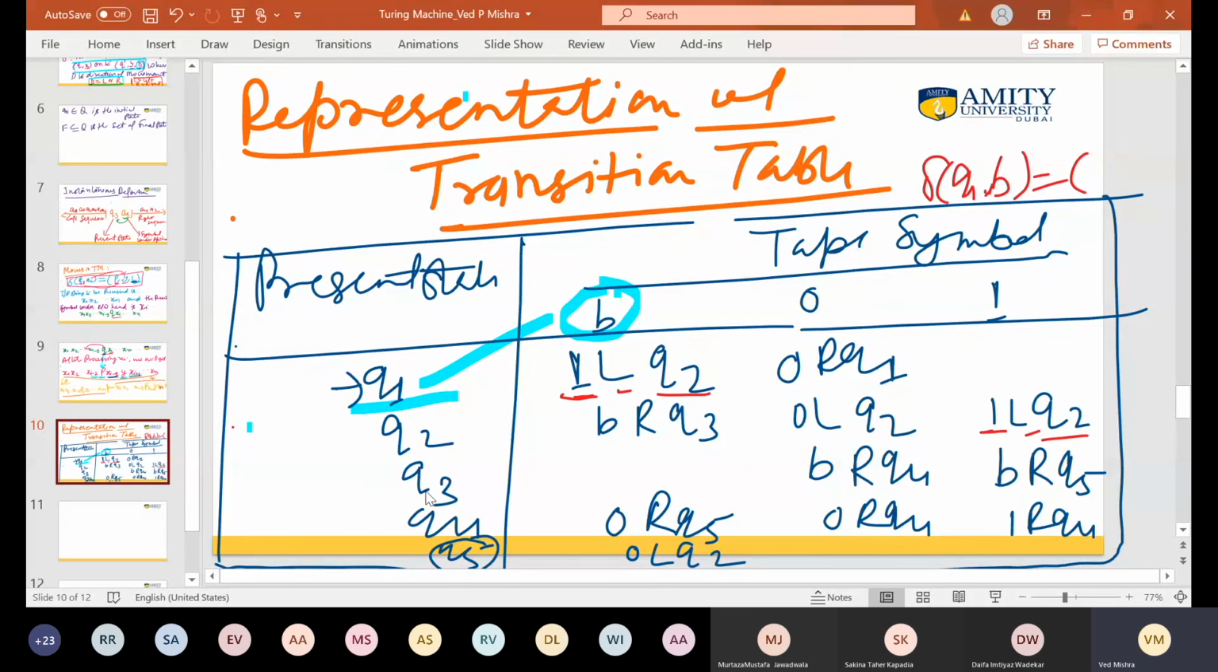Any confusion till now, anybody? Now, do we have time? I don't think so. So in the next class, we will do how to process the input string with the transition table. So for today, thank you.